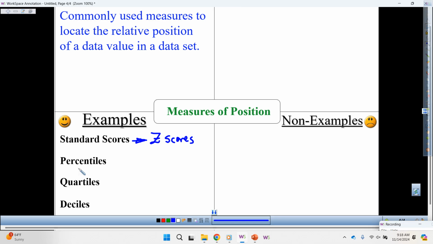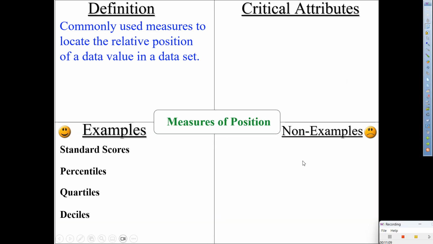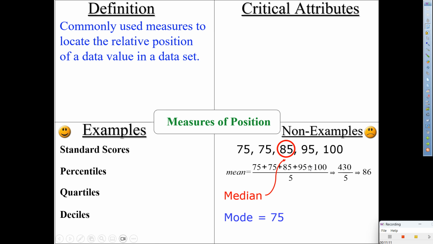Percentiles, pretty obvious, yes. Quartiles, pretty obvious, yes. Deciles, we'll get to that as soon as we get through some of these sessions. Non-examples, you can either write mean, median, mode, or what else can you write in there for non-example? Tell your neighbor. Nick, what else can we write for a non-example? Range, yeah, range also fits in there. So anything that is not a measure of position, you can fit in there.